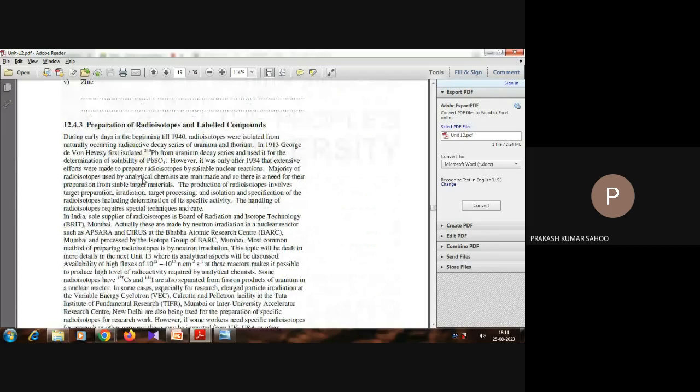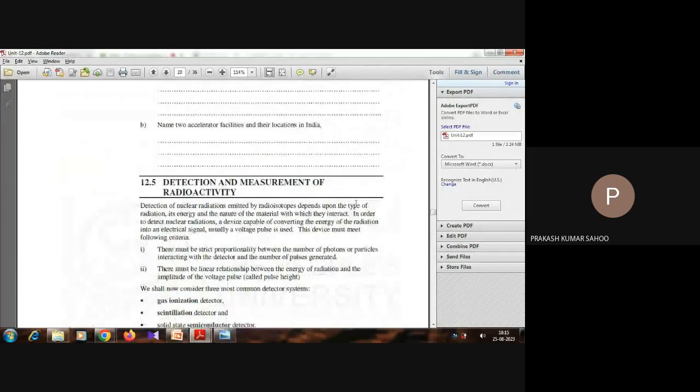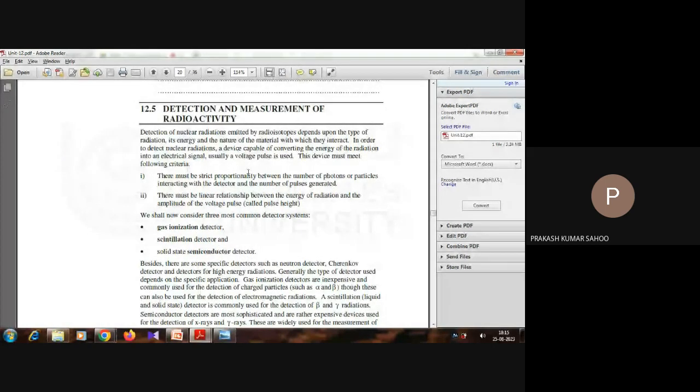Then at the end we have preparation of radioisotopes and labelled compounds. This concept was given in 1913 by George de Hevesy, and he obtained lead-210 isotope from the uranium decay series. And then we have detection and measurement of radioactivity. This is an experimental view, that is how experimentally we can detect, and how we can detect the strength of radioactivity, what is the measurement.